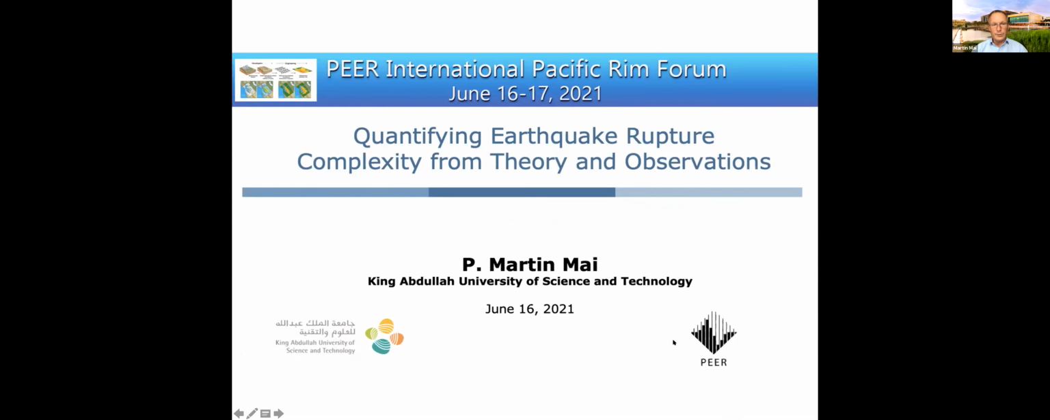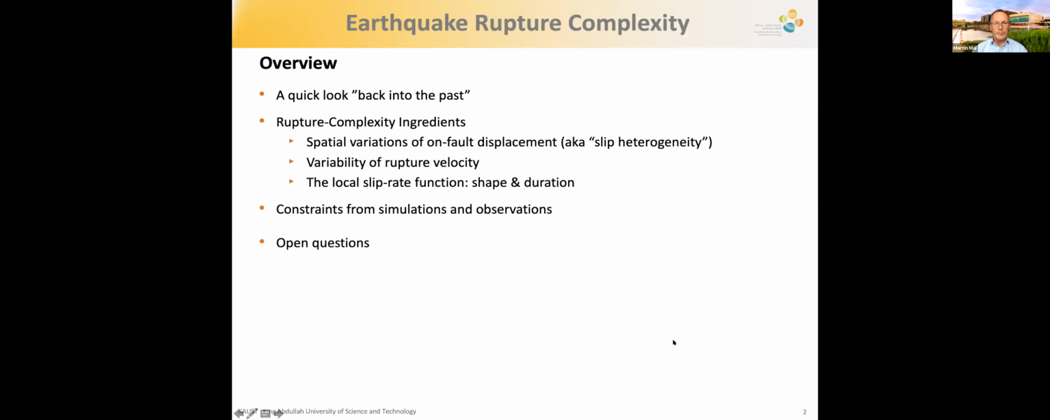And what I will do today is take you a little bit on a time history of quantifying earthquake rupture complexity from theory and observations. So I thought I'll take a quick look in the past, what has been done over the past decades, so to speak, and that will lead us to understand better the ingredients of rupture complexity, particularly the spatial variations of on-fault displacements, variability in what we call the rupture velocity, so how fast rupture moves over the fault plane, and then the local slip rate function.